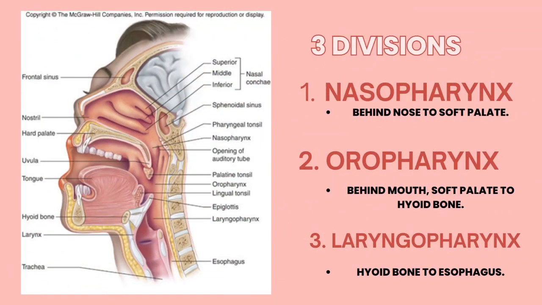These are the three divisions. First is the nasopharynx. It is behind the nose, the soft palate. Second is the oropharynx, behind the mouth, soft palate to hyoid bone. Third is the laryngopharynx, hyoid bone to the esophagus.